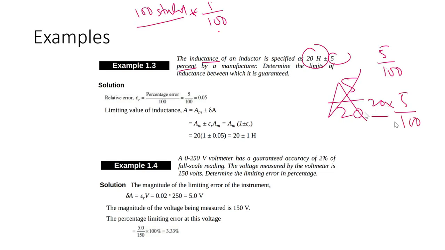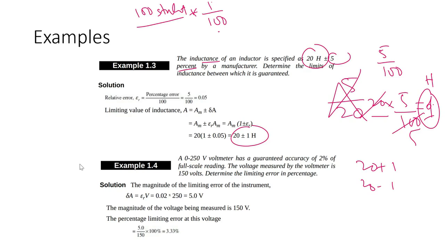So that turns out to be 1. 5 by 5 is 1, so 1 Henry. So our reading would be either 20 plus 1 or 20 minus 1. So it can be either 21 or 19 Henry. So this is the theory of this example. Okay, this is just mathematical formulation.